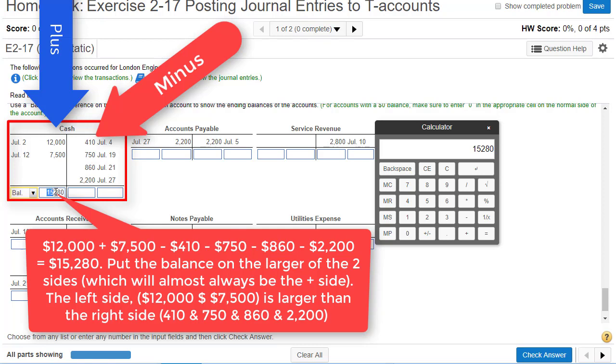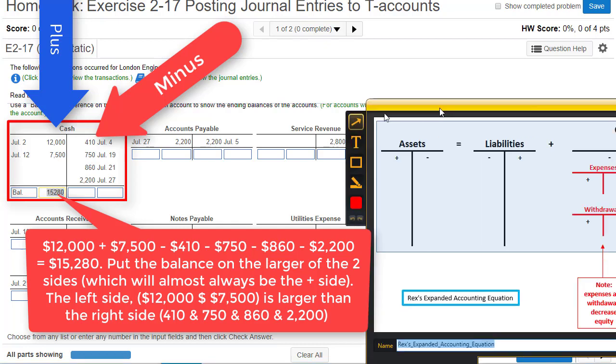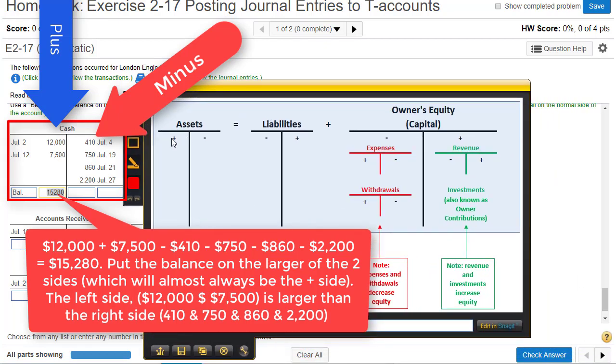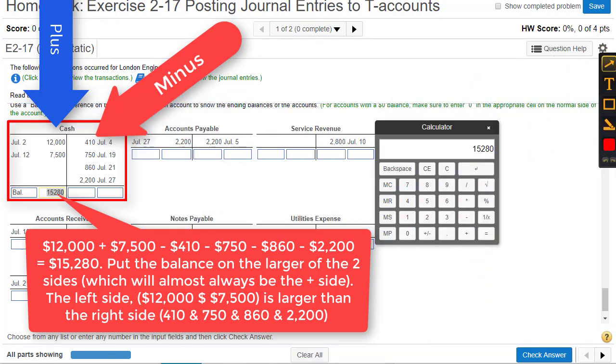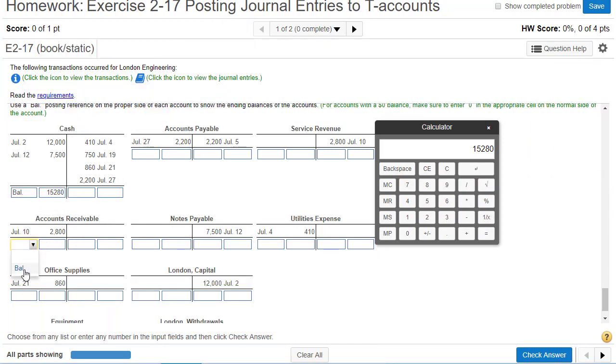And then just double check. Did I put the balance on the normal side? Cash normally has a positive balance. All of these accounts normally have a positive balance. So when we get to the liabilities, their normal balance is on the right side, the plus side. So always remember, normal balance means the plus side. And then the rest of these are pretty easy. Balance, we've got $2,800 on the left side. So that means our customers owe us $2,800. We've got $860 balance of office supplies.